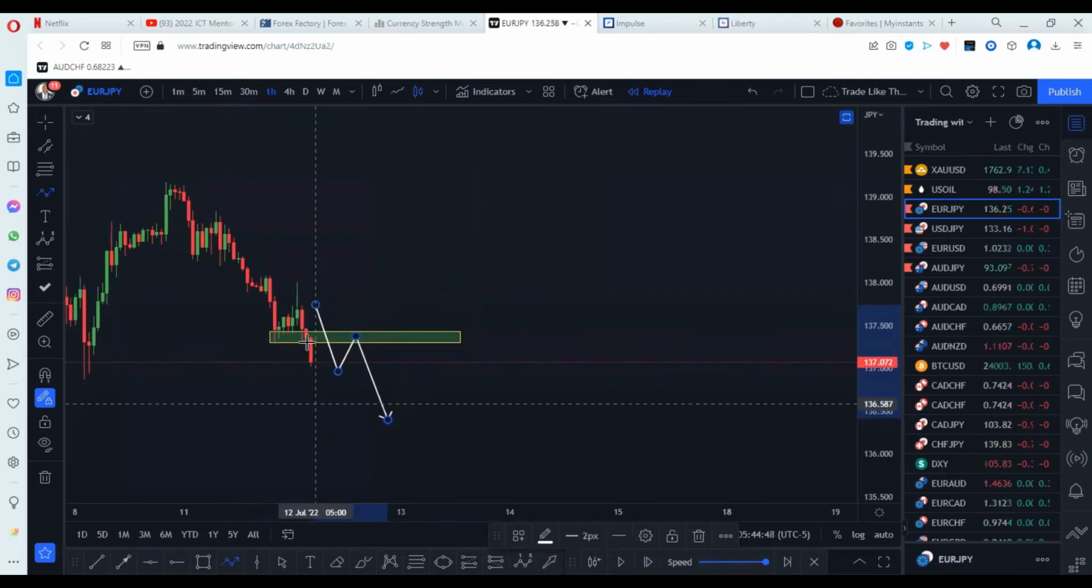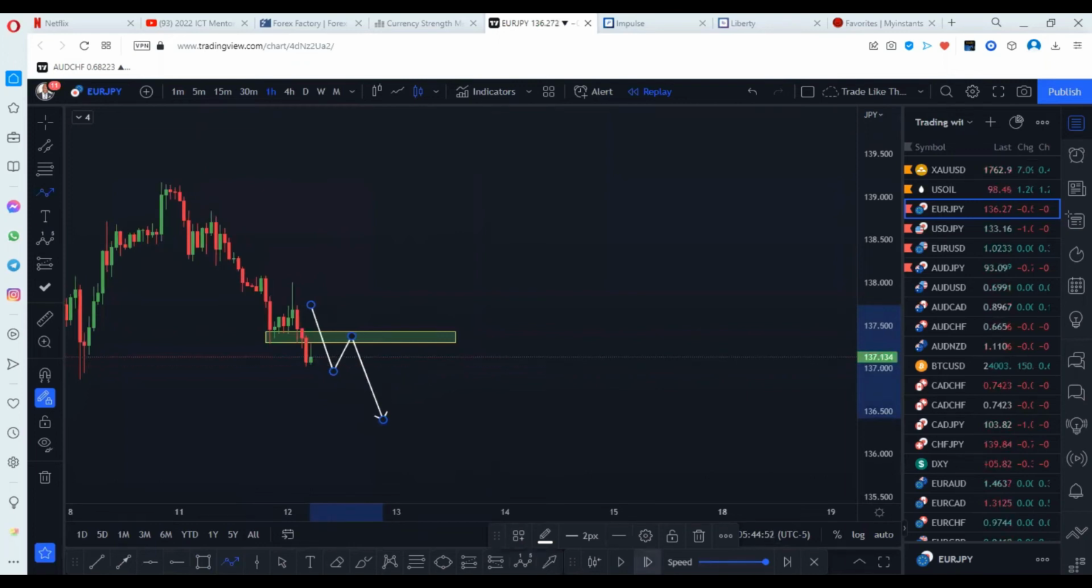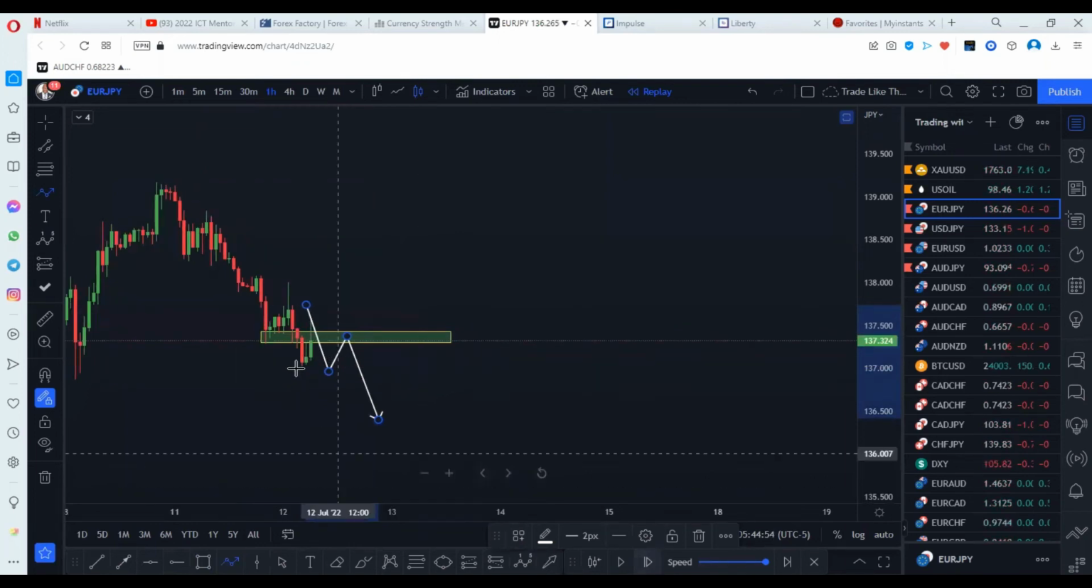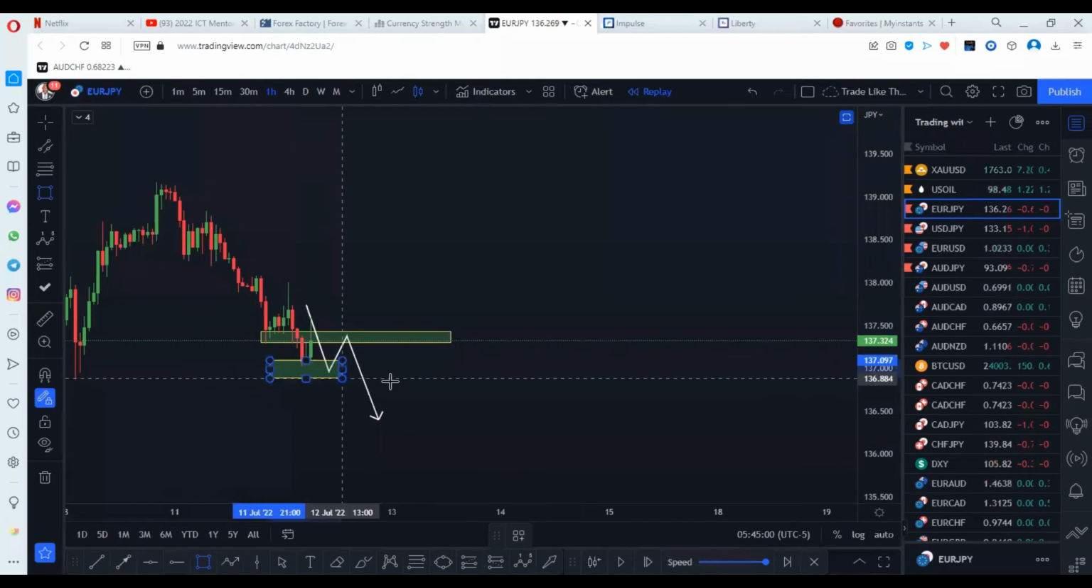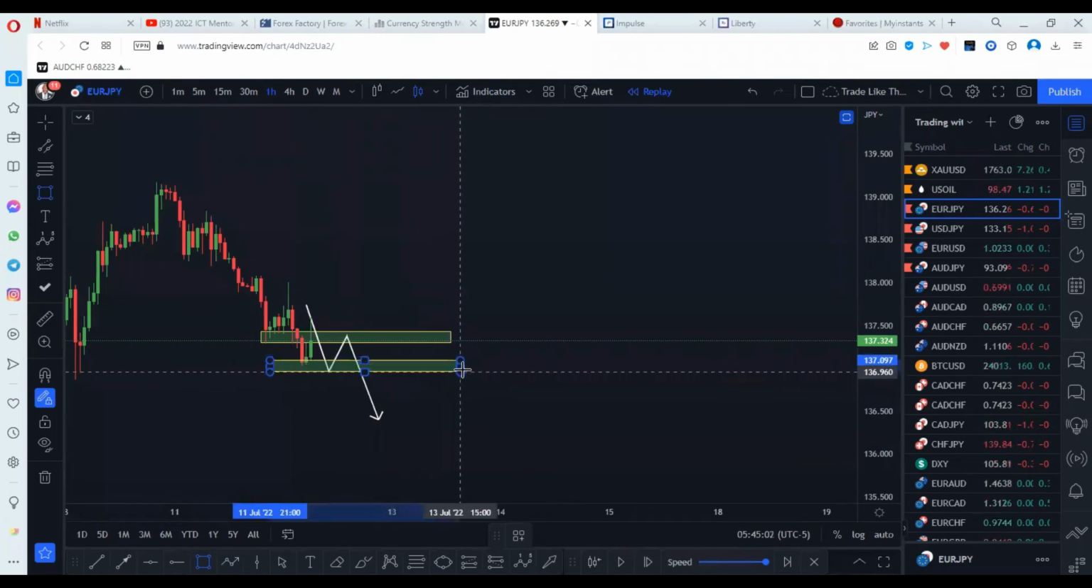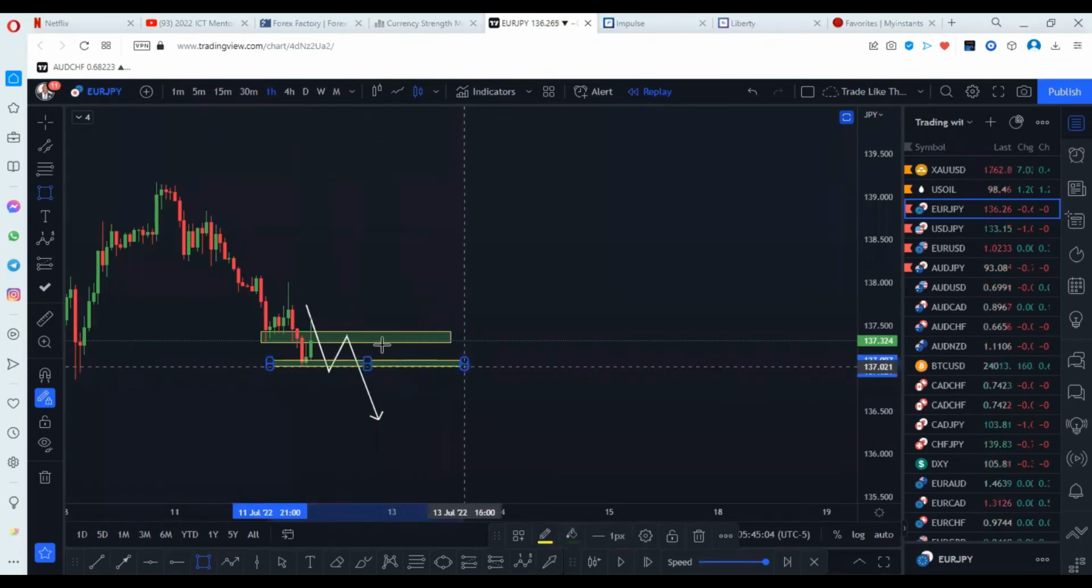So price breaks here, right? So now I'm looking and waiting for the retest, but I have to see a low form first. Okay, great. So a low is formed. We have our low right here. Right? And now you're going to go for a sell.